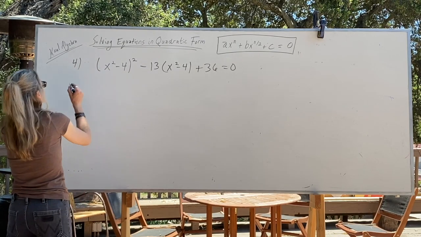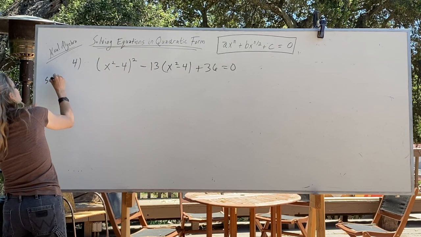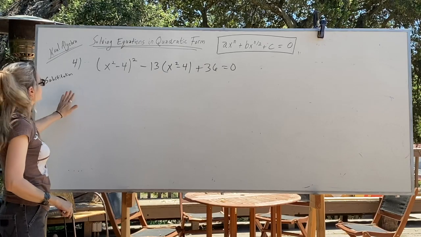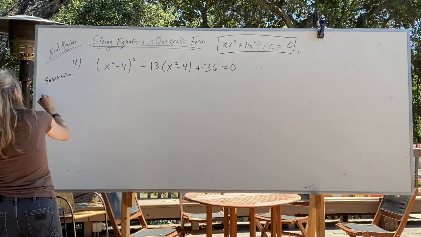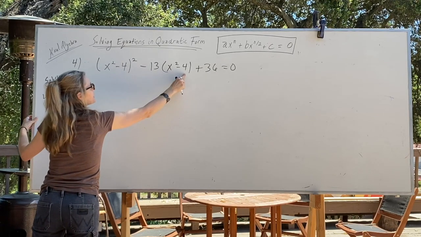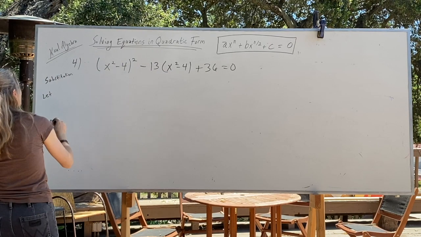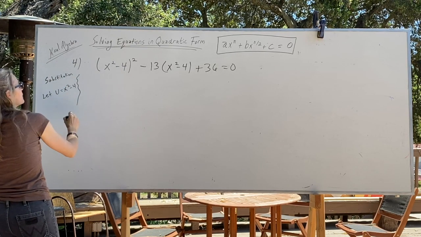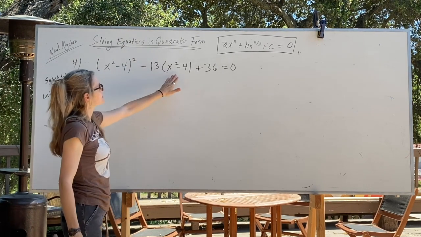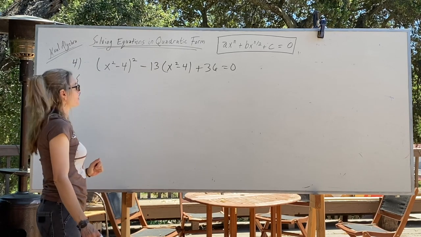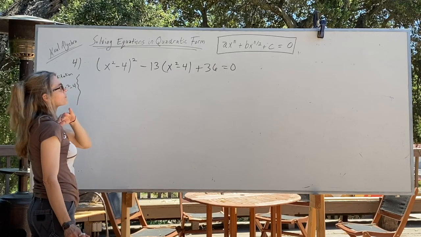Some books or some lectures will say, okay, let's let some other variable equal this inner part here, and then we could solve it like a quadratic. So let u equal x squared minus 4. Okay, so you can simplify this by letting this equal a variable and then back substituting to solve for that other variable. I'm just going to go ahead and tackle it right away as it is.